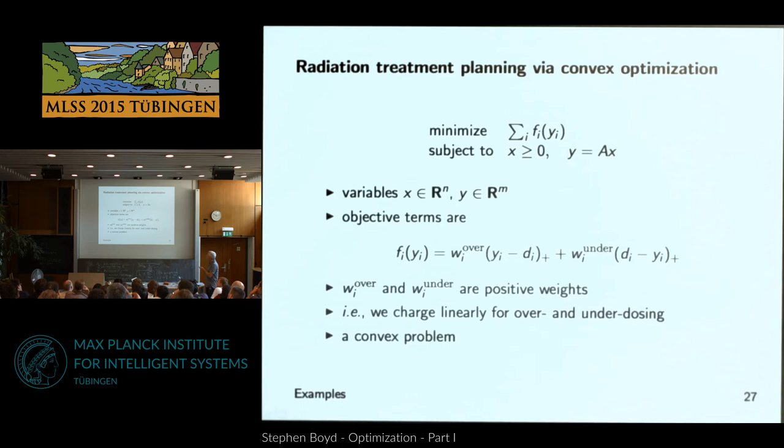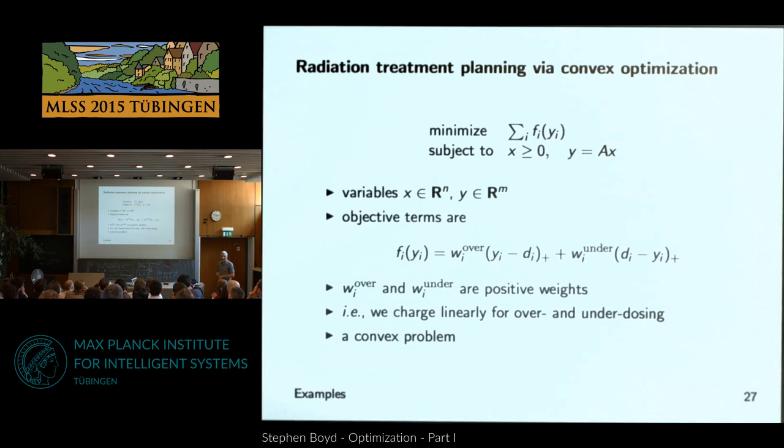And what you do is you have two objective terms. The plus part is when that's positive, right? So if yi is bigger than di, it means you've overdosed that voxel. And this says you should charge a certain amount for that. If you underdose, that's di minus yi, the plus part of that, you should charge for that, right?